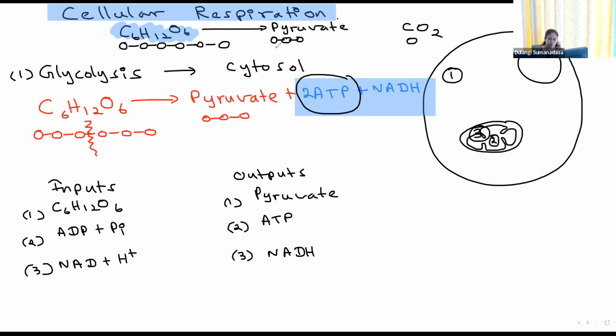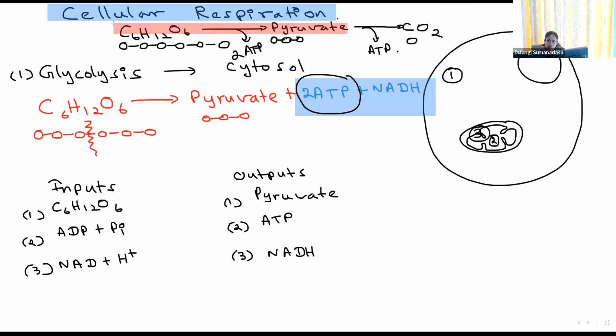That means we can further break down pyruvate, but every single stage you're going from big molecule to the smaller, releasing ATP, right? We have 2 ATP at the moment. We're going to get more ATP when we break the pyruvate into 1 carbon dioxide. Right, so first stage is done. We're going to go to the next one.